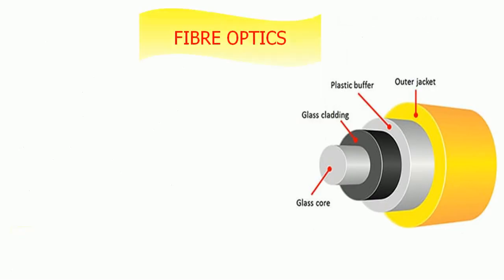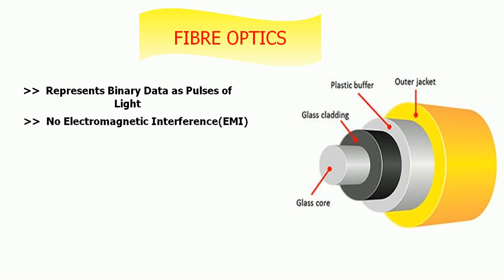The third and the last network media which we are going to learn about is fiber optics, or optical fiber. Optical fiber is not going to represent data as electrical pulses but as pulses of light. The absence or the presence of light is going to represent whether we are sending a binary 0 or a binary 1. And since we are using light, this gets completely rid of the issue of electromagnetic interference. Fiber optic cables can cover longer distances than unshielded twisted pair.